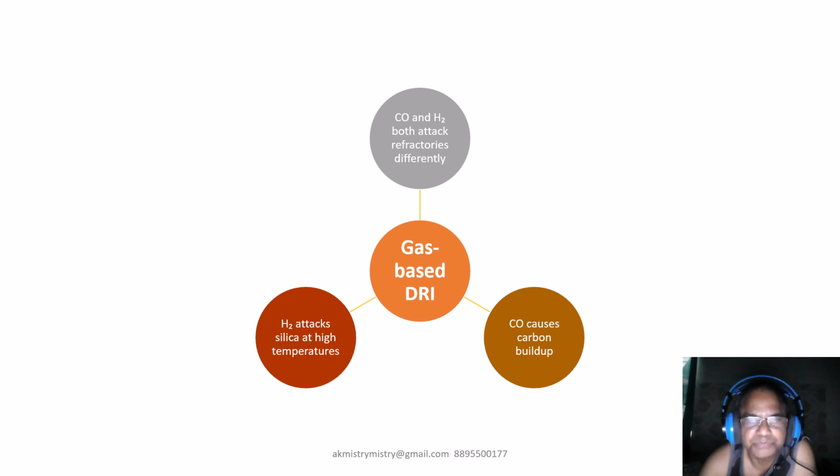Now coming to the vertical shaft MIDREX, where we have the effect of two components, that is carbon monoxide and hydrogen. Hydrogen attacks silica at a high temperature and creates a porous structure, and CO causes carbon buildup. This is how the hydrogen and CO in the MIDREX process affect the refractory a lot.